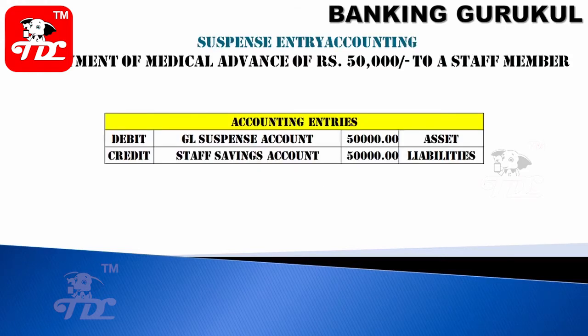We'll take some examples. Suspense entry accounting. Payment of medical advance of 50,000 rupees for a staff member. The staff member is going for an operation, so the bank has sanctioned 50,000 rupees as advance. Now what will I do? On the day of the payment, I'll debit the suspense account and give it to the customer account. So I debit the asset and credit the liability.